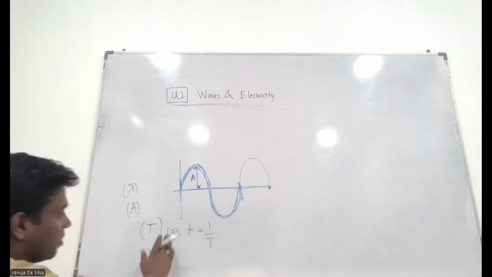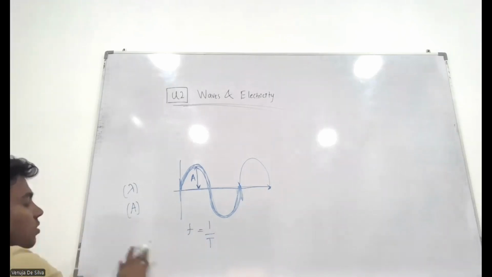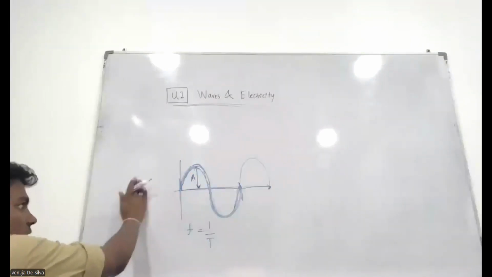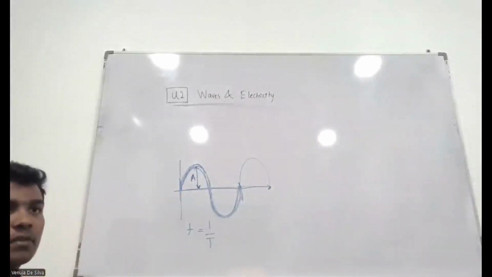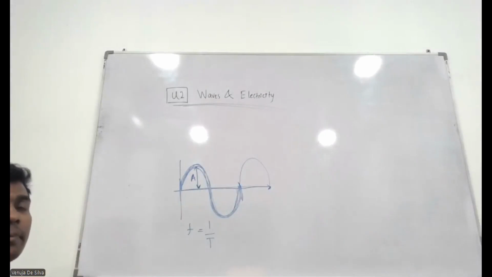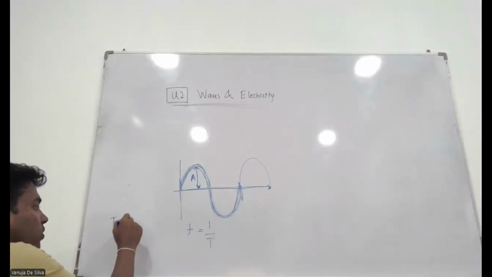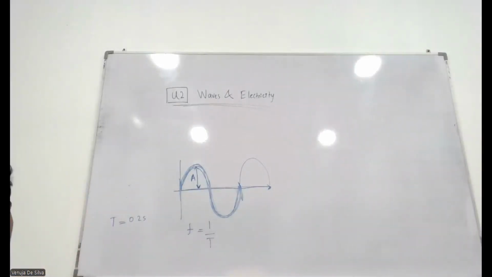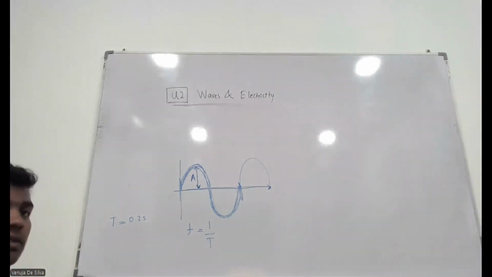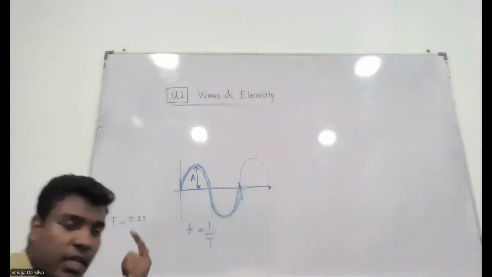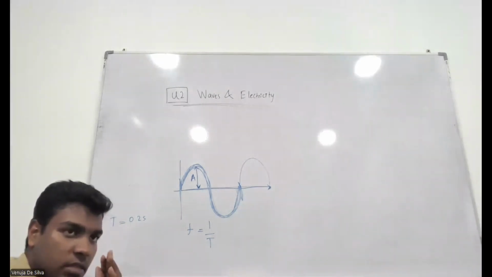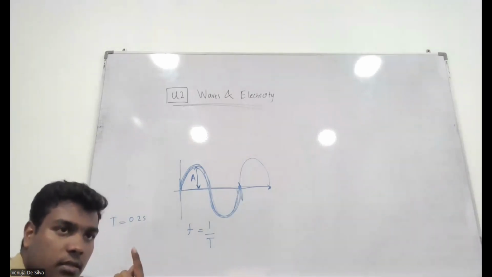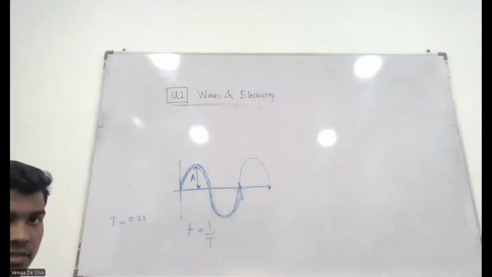For T, I will give an example. You just listen first. Let's say you are given the time period. Time period means time taken for one oscillation. The time period is 0.2 seconds. Then I am asking what is the frequency. What is the definition of frequency? Frequency means how many oscillations in 1 second.